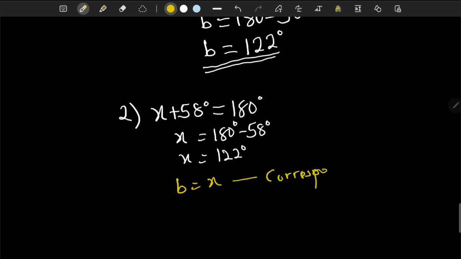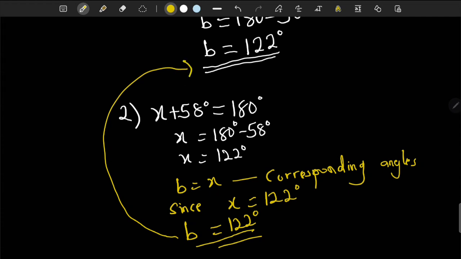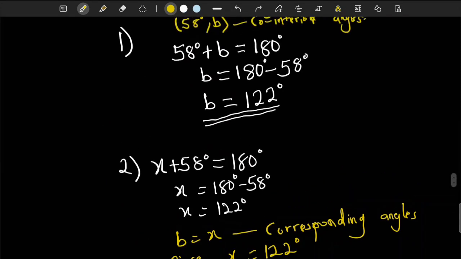So B is equal to X, which means they are corresponding angles. And since X is equal to 122 degrees, it means that B is equal to 122 degrees. So you can see that you get the same answer as this, right? And that is one way to find the value of the angle. There are many other ways, but today let's just manage these two.